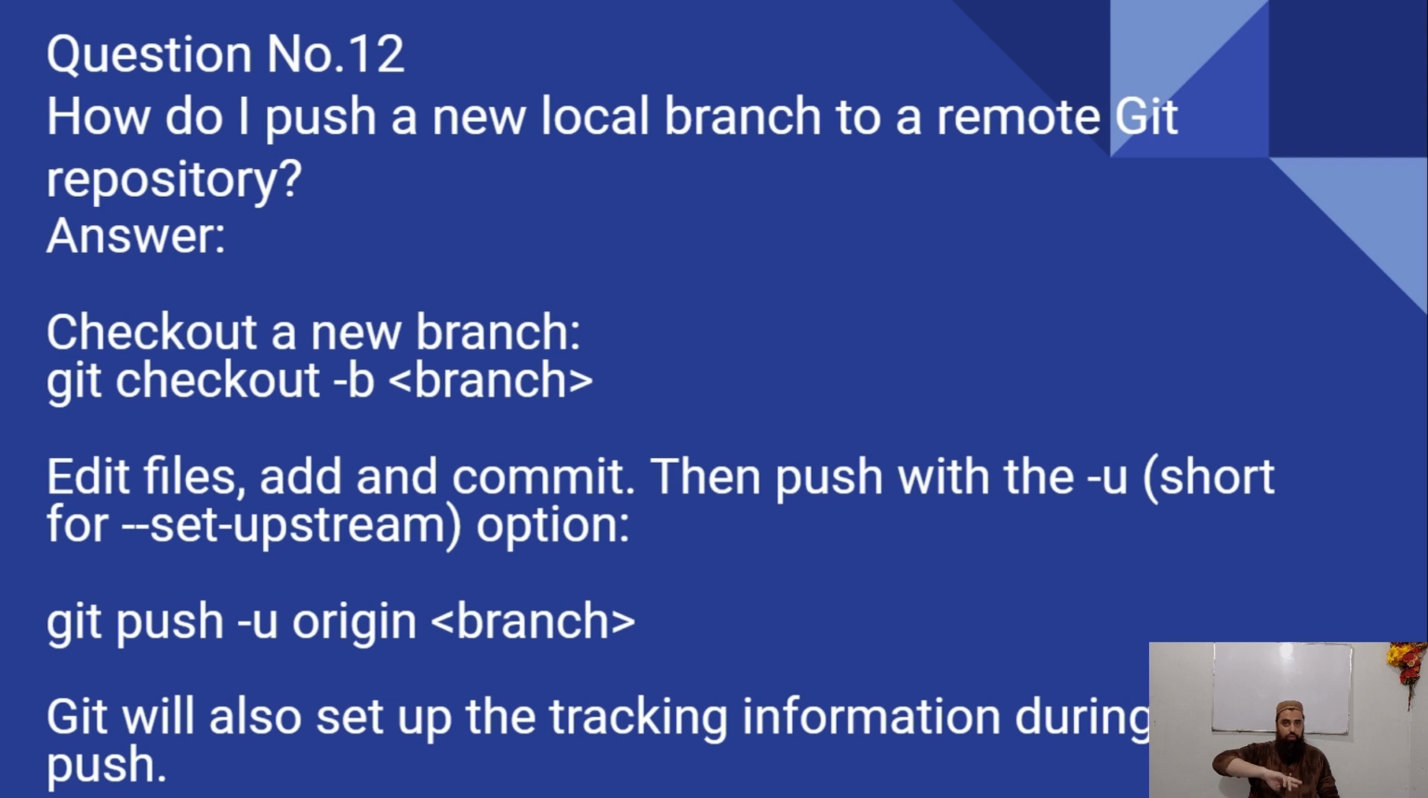We are going to push from our local repo to the remote repository. So -u is the switch to set upstream, and then we can use git push -u origin. Normally upstream is known as origin, the remote repository, and then the branch name. Git will also set up the tracking information during this push. So these are the steps to push a new local branch to a remote Git repository. The main thing here is to understand this -u, which is used to set upstream, and upstream means our remote repository's URL. So this is origin, like origin main, origin master, and the branch name.